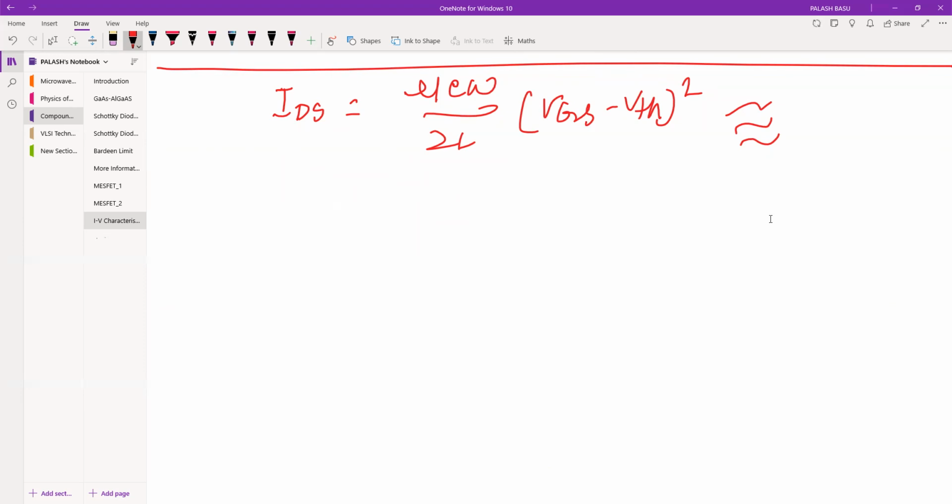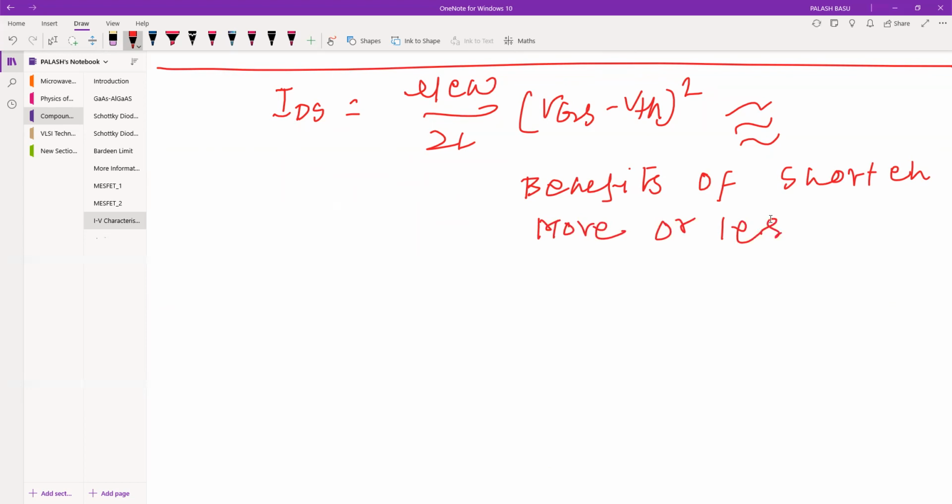So the benefit of short channel is more or less the same for MESFET. Why more or less? Because remember, in MESFET there is no such thing as a P-type semiconductor. P-type gallium arsenide we hardly consider, so there is no CMOS, right?